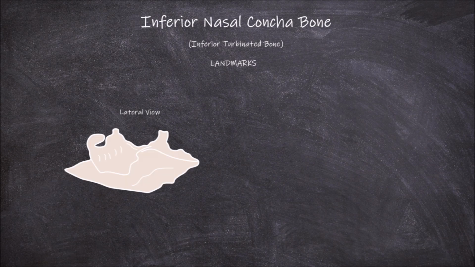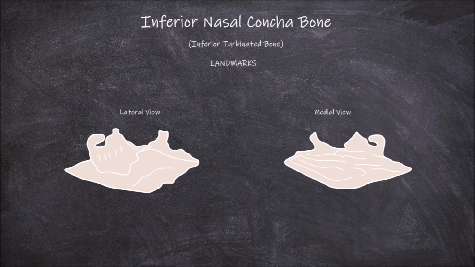Here we have the lateral view and the medial view of the right inferior nasal concha bone. This bone consists of 2 surfaces. The first of these surfaces is the medial surface. This surface is convex in shape and has many perforations in it. Longitudinal grooves run along this surface for vessels to sit in.